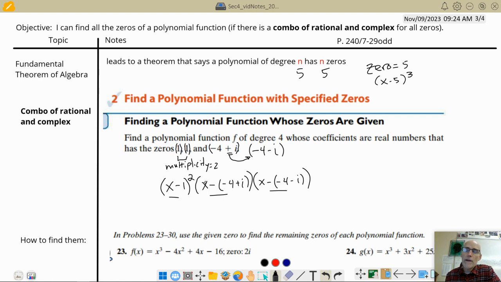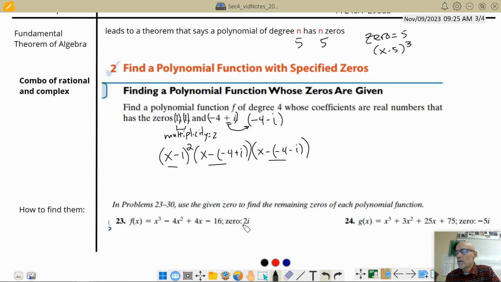Now here's the really bad news. On some problems, all we need to do is just list out the zeros, okay? So when it says down here, use the given zero to find the remaining zeros, all we would need to do is say, okay, if one of the zeros is 2i, another zero is negative 2i. And then we would do some work with that to find the real zeros. And there should be one, right? Because we've got 2 of the complex ones, and they always are equal to the degree, right? So I have to find another real one. I'm going to come back to that in just a second. How do you find that real one?